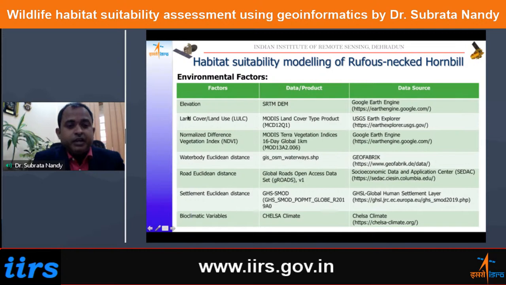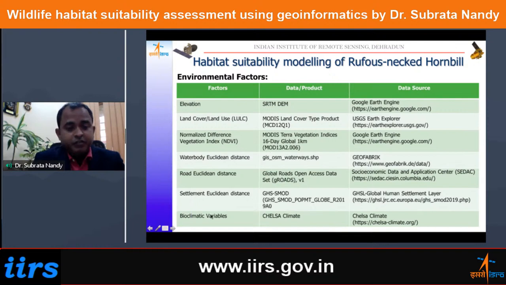Now, for doing that, in elevation, we have taken the SRTM here. Then you can see we have used the Google Earth Engine also to extract this. So these are the sources of the data sets from where we have selected the data. Land use and cover, we have taken the MODIS land use and cover product. And then NDVI was taken from MODIS data. And then water body current distance, again, these are the sources or the data products that have been used.